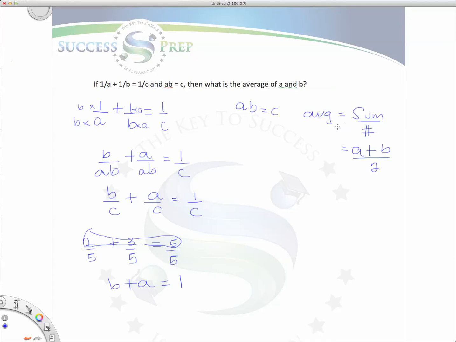So I'm going to come back in here and solve for the average and say that my average is now equal to 1 over 2. So the answer to this question is 1/2.